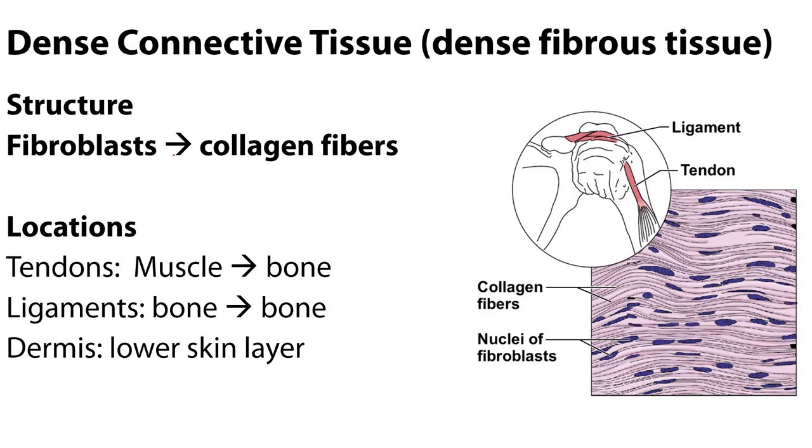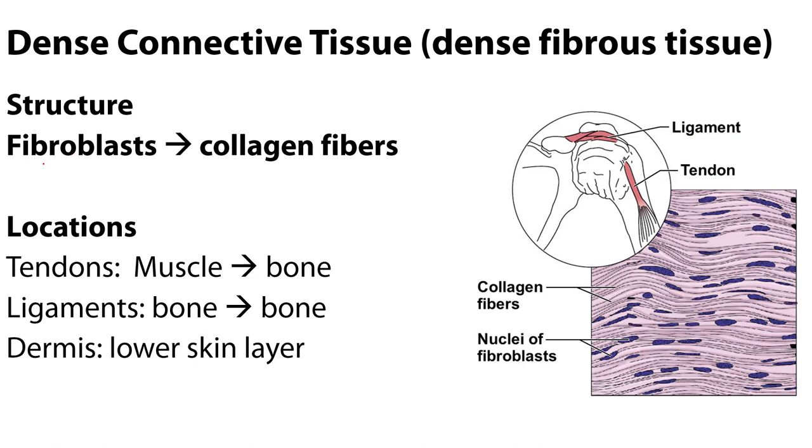Then there's dense connective tissue, and these are your ligaments and your tendons. And then underneath your epidermis, you have the dermis, the lower skin layer. The most important part of the dense connective tissue is understanding the difference between a ligament and a tendon. A lot of people get confused by this. A ligament is something that connects bone to bone, and tendons connect bones to muscles. And it's that simple. They're made out of the same stuff. We just call these things different because they have different functions.